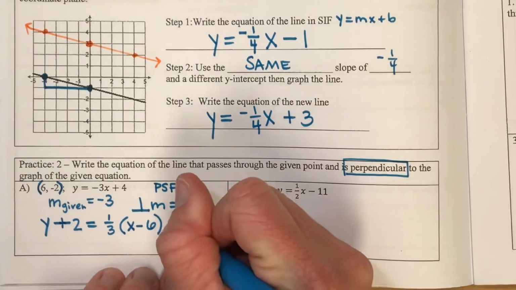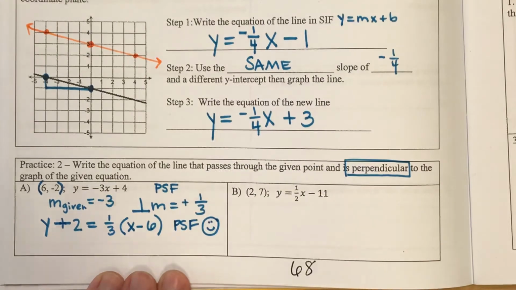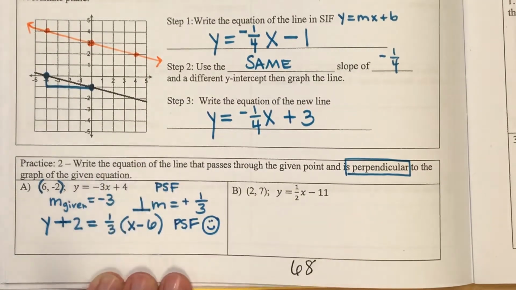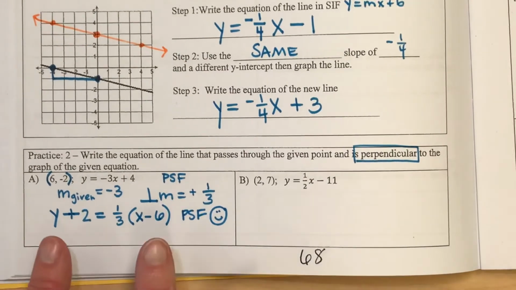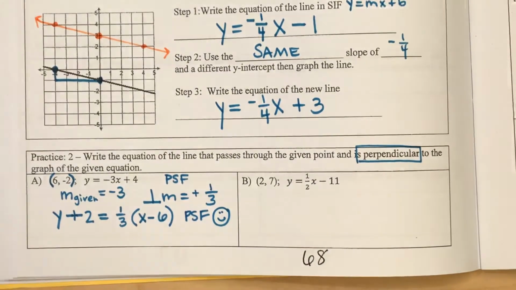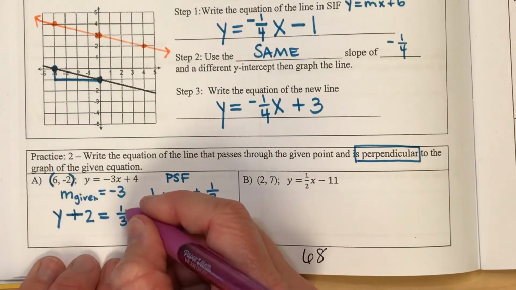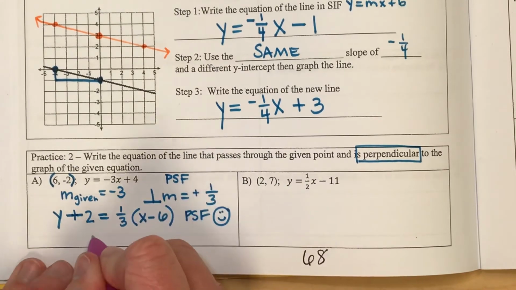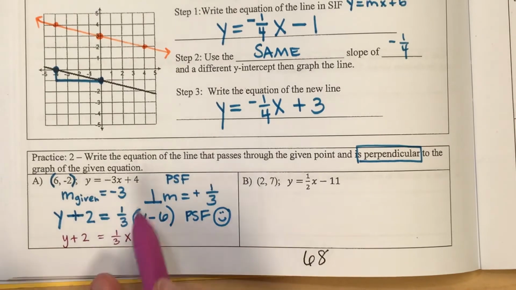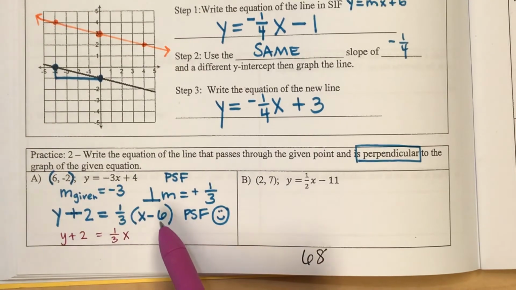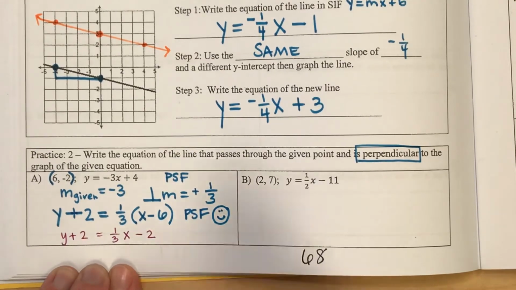If you were asked to do point-slope form of the equation here, you would be done. But it says write the equation of the line, and I don't know if they meant slope-intercept form. So in case you were asked slope-intercept form, I will show you how to transform this. So all you need to do is start by distributing your slope. So I'm going to take 1/3 times x, and I'm going to have y plus 2 is equal to 1/3 times x, and distribute your 1/3 times negative 6. 1/3 of negative 6 is negative 2.